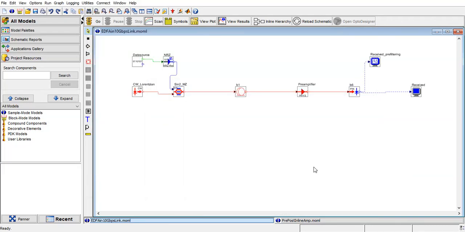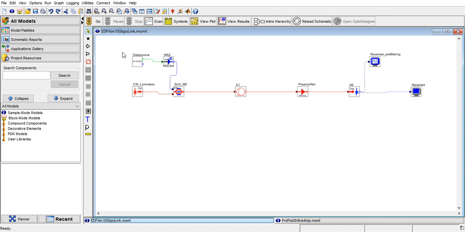Hello students, in this video you will be learning about the performance of an optical link, which depends upon how an amplifier is placed in the circuit. That is, where exactly in the circuit is the amplifier being placed, and how does the placement of an amplifier affect the performance of an optical link.